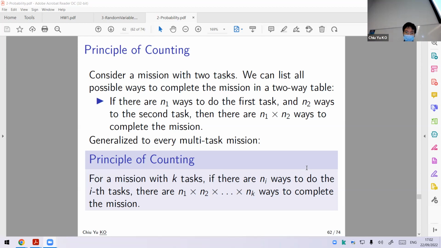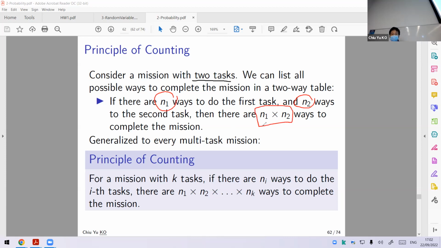Suppose we have a mission, and the mission has two different tasks. You do them sequentially. How many ways can you complete it? The question here is, if there are n1 ways, where n1 is an integer, maybe 3 ways to do the first task, and n2, say 4 ways to do the second task, how many ways to complete the whole task? It's just multiplying together.